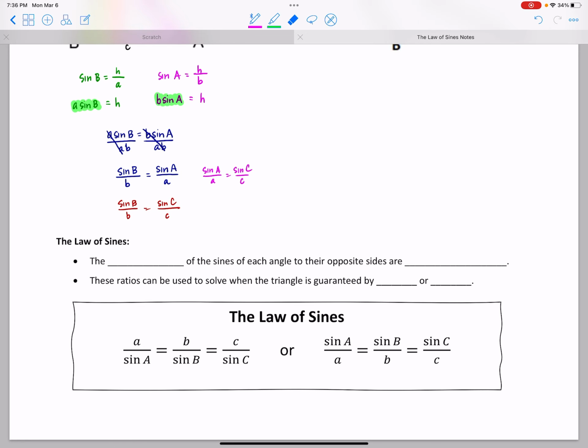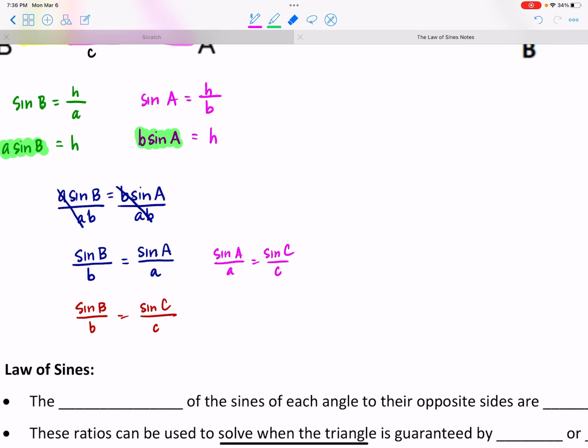Okay? Now, here, oh, I swear I erased those. Maybe I hit undo.